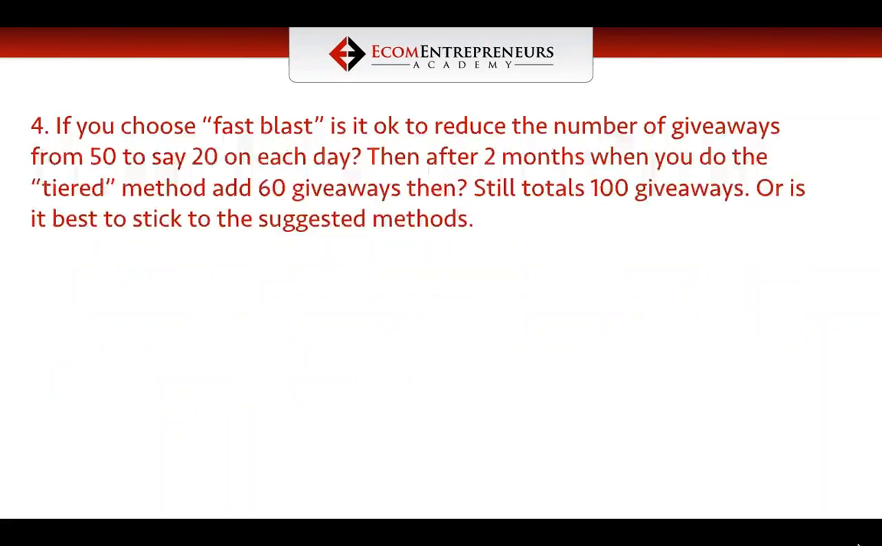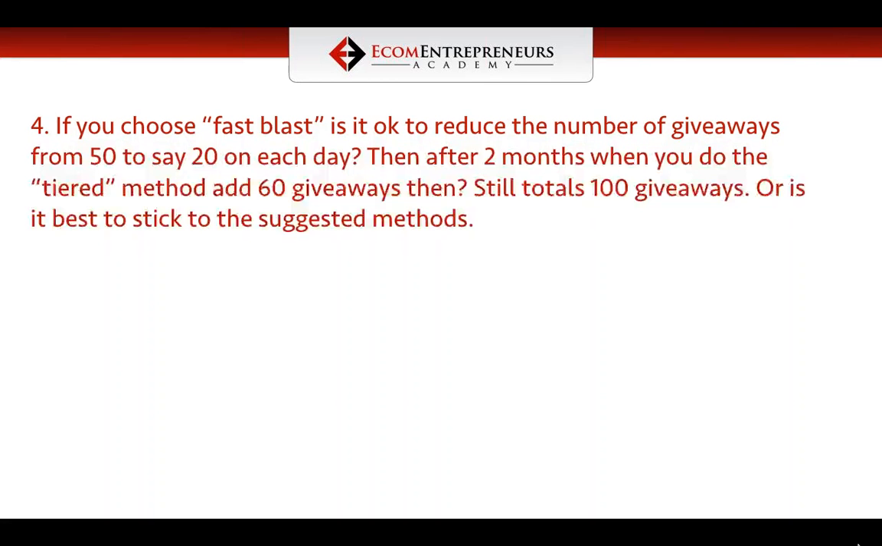Number 4, again related to giveaways. If you choose the fast blast method, is it okay to reduce the number of giveaways from 50 to say 20 on each day? The fast blast method, for those who don't remember, is where you do 50 giveaways on day 1 and another 50 on day 4, if your total giveaways is to be 100. So this person is asking, if instead of 50 and 50, I just do 20 and 20, then after 2 months, when I do the tiered method, which is another method I presented in the course, I do 60 additional giveaways.